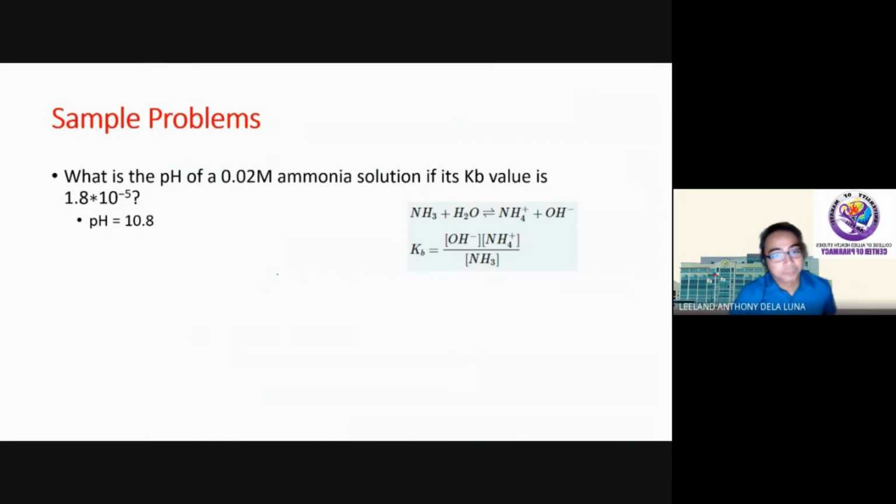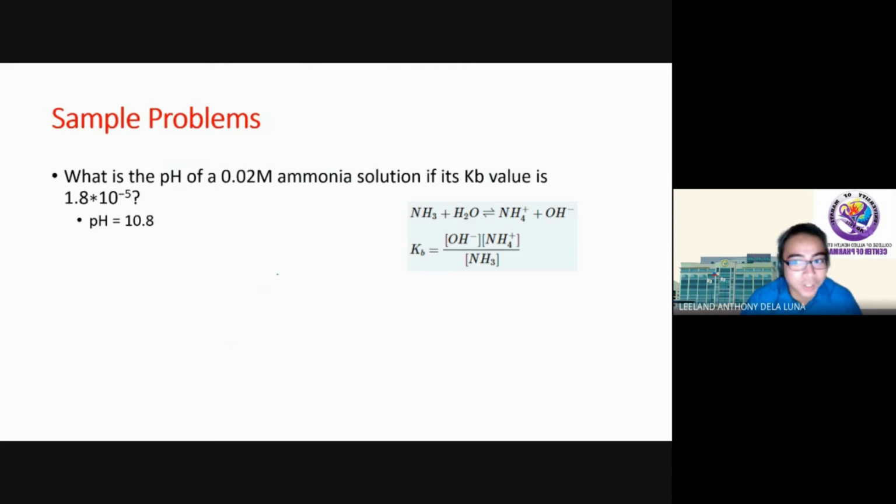Okay, what about this one? What is the pH of 0.02 molar ammonia solution if its Kb value is 1.8 times 10 to the negative 5? Okay, now this time naman class, Ka ginamit natin for acids, dissociation constant ng acid. Okay, Kb on the other hand, dissociation constant for bases. Ka, Kb. Okay, acid, base. Now, here class, ang example naman natin ngayon is a base. Okay? So here we have a base.